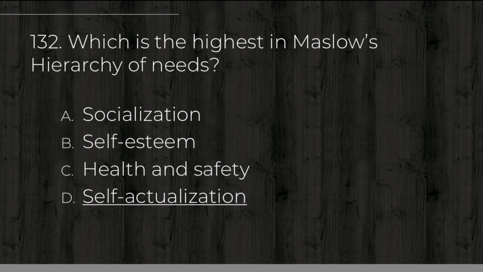Letter A is part of social needs, which are lower in the hierarchy. Letter B, it comes before self-actualization, but this is not the highest. And letter C, these are basic needs and they must be met before reaching higher levels. So 132 is D.